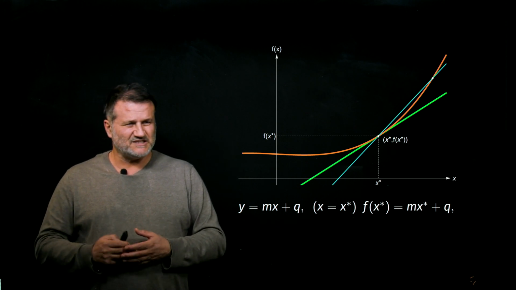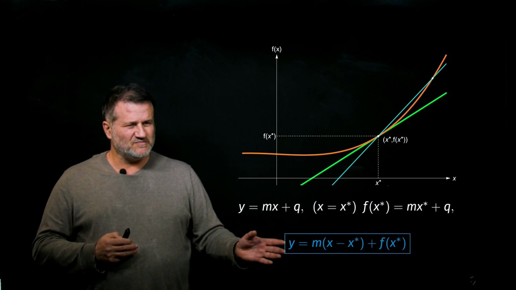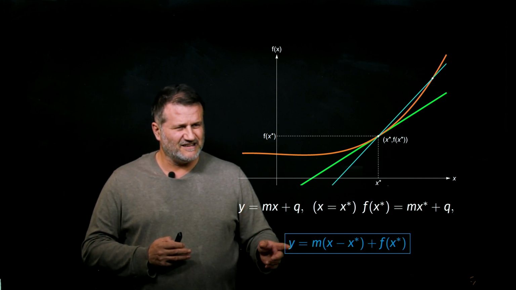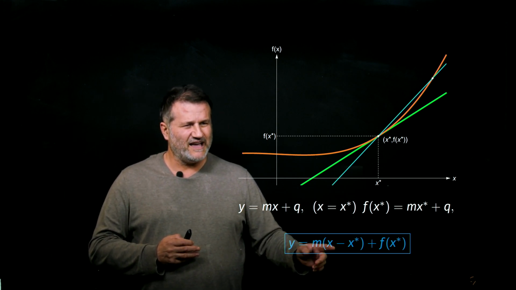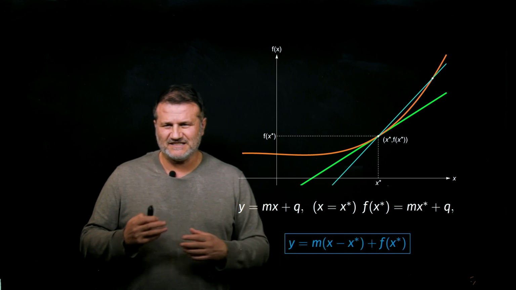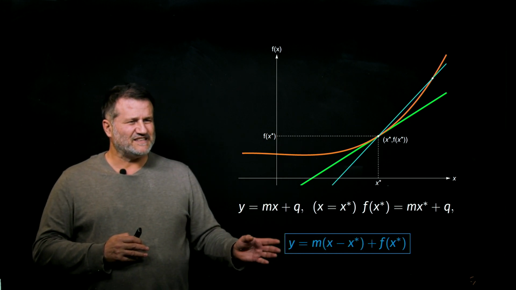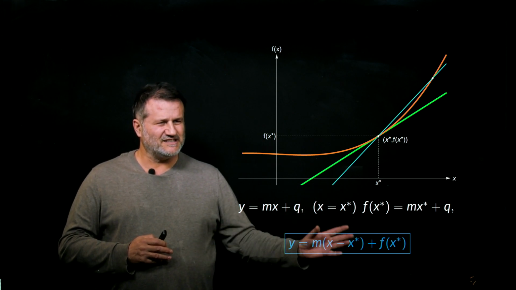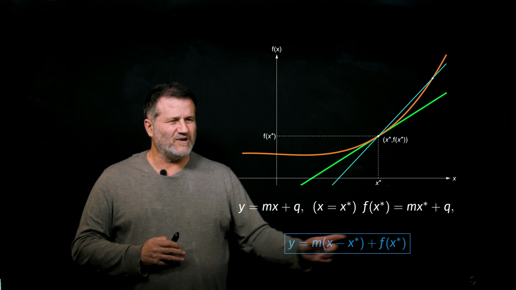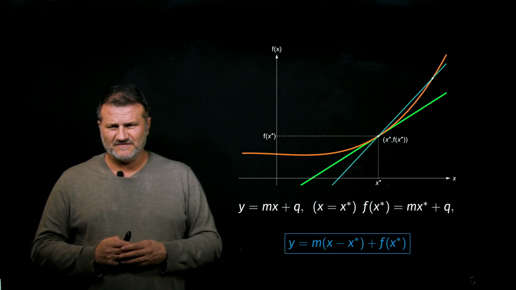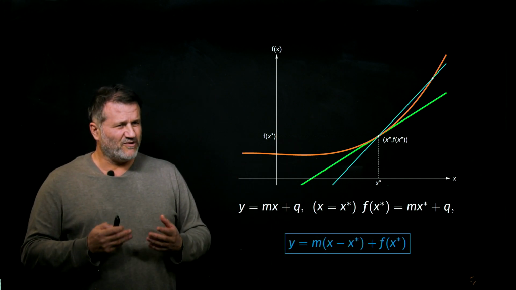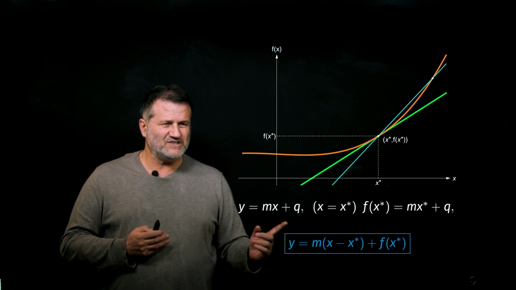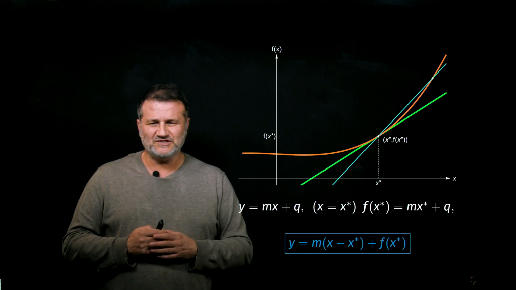This allows us to express q and to simplify the equation for the straight line as follows: y = m(x - x*) + f(x*). This form emphasizes well the passage condition, because when x = x*, this term is 0, and then you get y = f(x*). So this form also emphasizes that to know the tangent line, we just need to know what is the angular coefficient of that line.